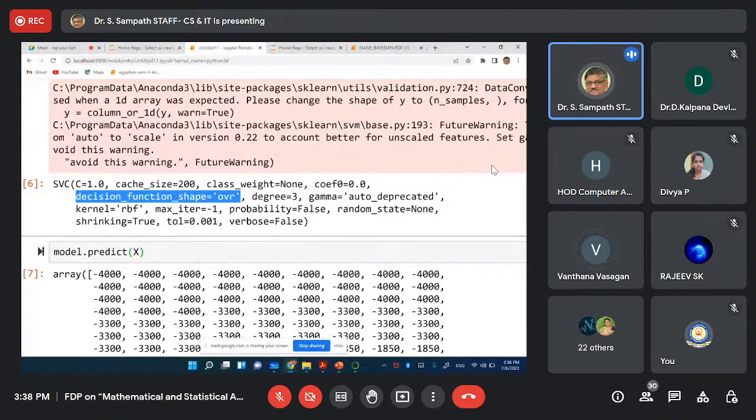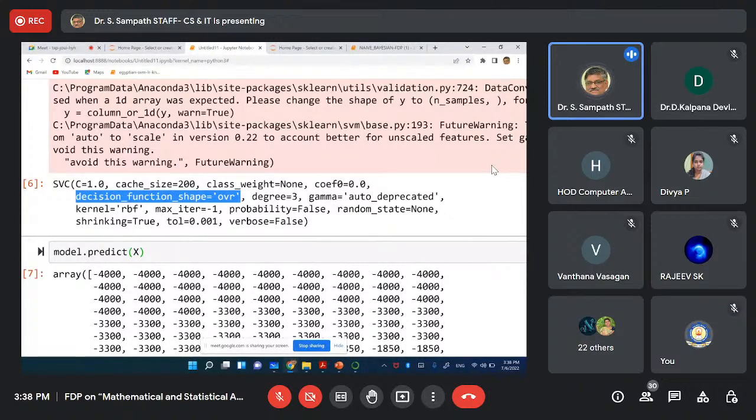Decision function shape is OVR. That means for the multi-class situation, we are using the strategy of one versus rest. So the one versus rest gives you this answer. Now if you change that to one versus one, you are likely to get some other answer also.